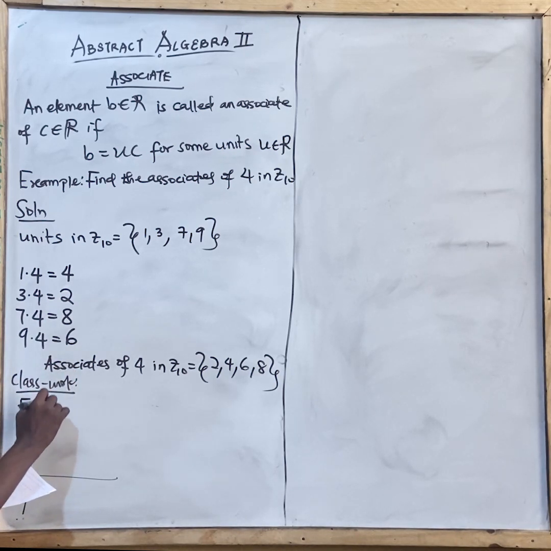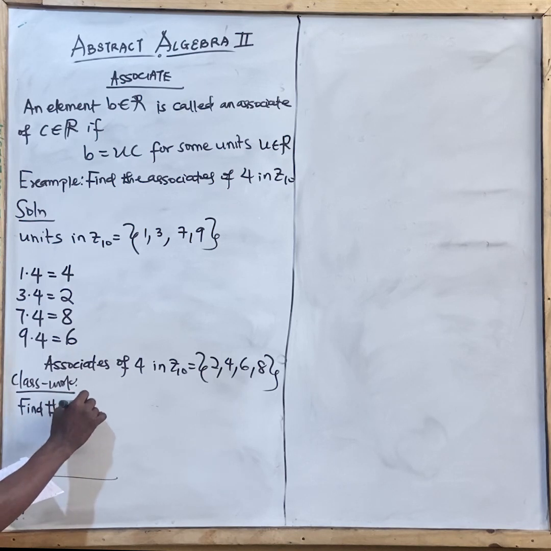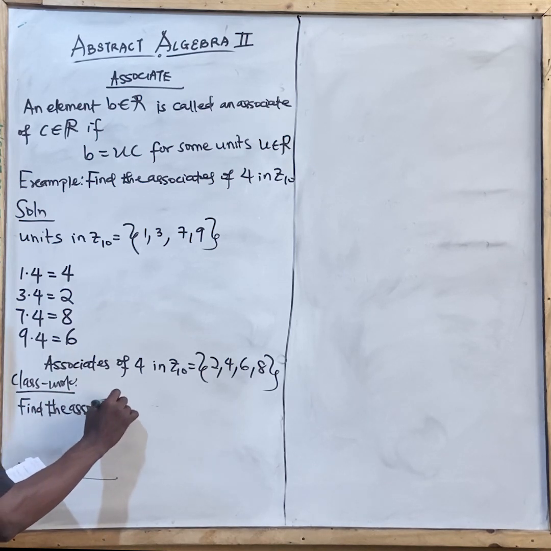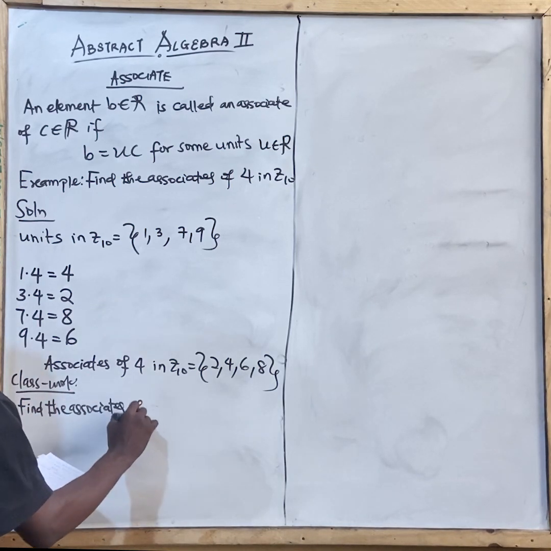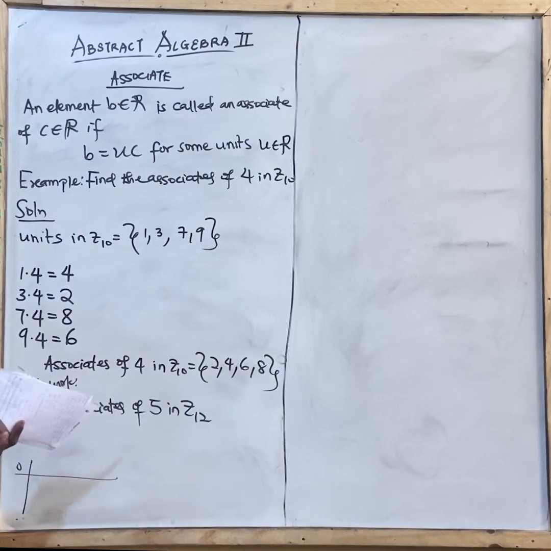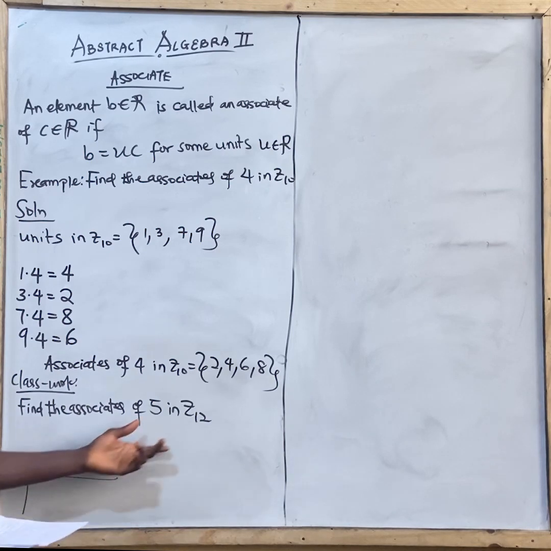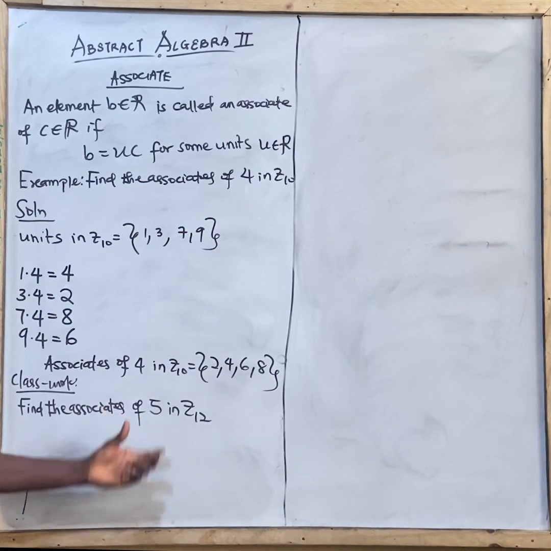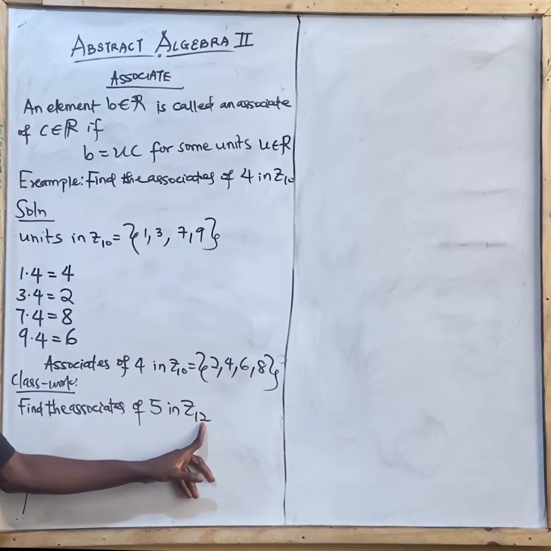Find the associates of 5 in Z12. So find the associate of 5 in Z12. Basically, what you have to do is first find the units in Z12.